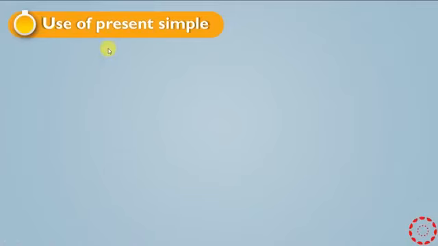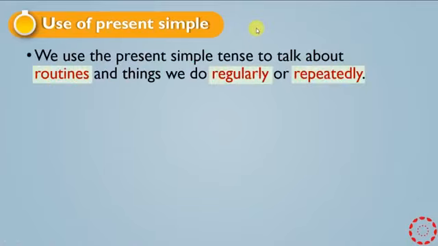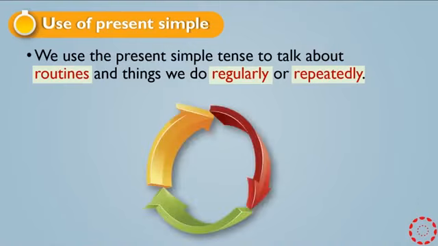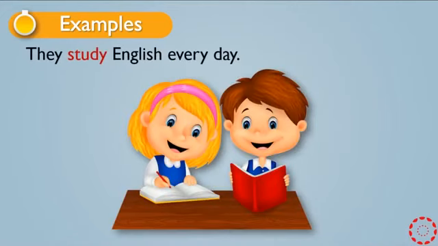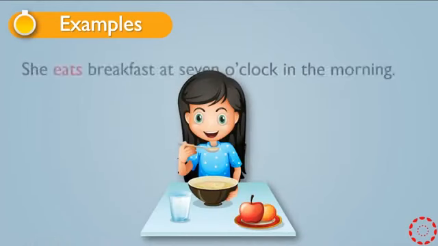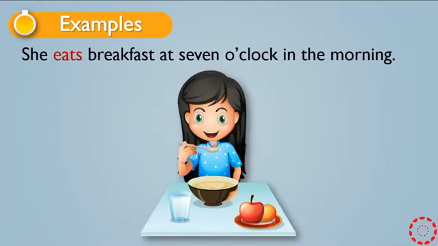What is the usage of present simple? We use the present simple tense to talk about routines and things we do regularly or repeatedly. Take a look at these examples. They go to school on foot every day. They study English every day. She eats breakfast at 7 o'clock in the morning.